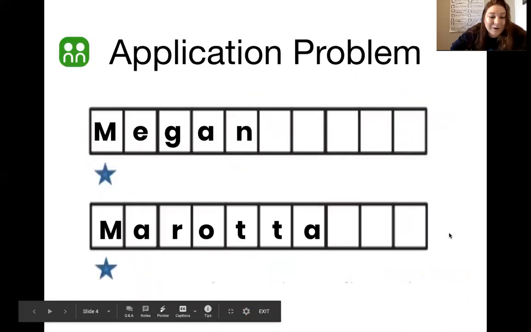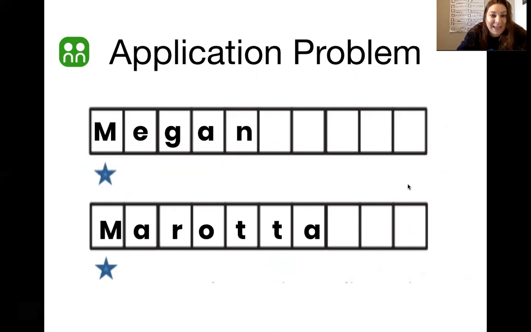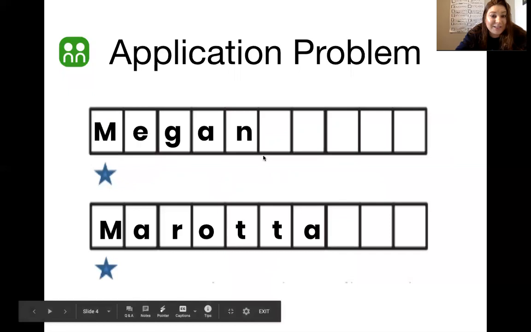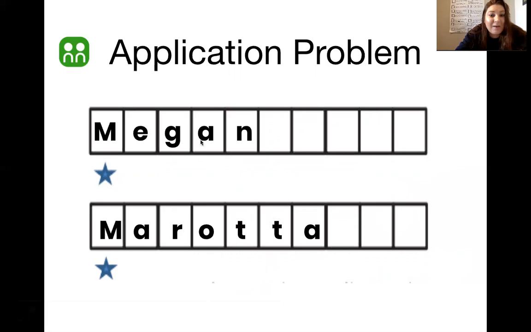Now, Miss Marotta wrote her first and her last name on a piece of paper. She put 1 letter in each box, M-E-G-A-N, Megan. And her last name, M-A-R-O-T-T-A, Marotta. She's now going to count her letters. Help count the letters in my first name with me. 1, 2, 3, 4, and 5. I have 5 letters in my first name.